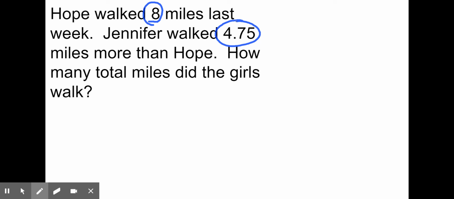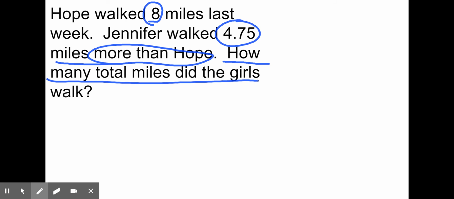Hope walked 8 miles last week. Jennifer walked 4.75 miles more than Hope. So that's a T-chart because Jennifer is not 4.75. She's 4.75 more than Hope. And here's that question: how many total miles did the girls walk? They usually make you add the girls up at the end.